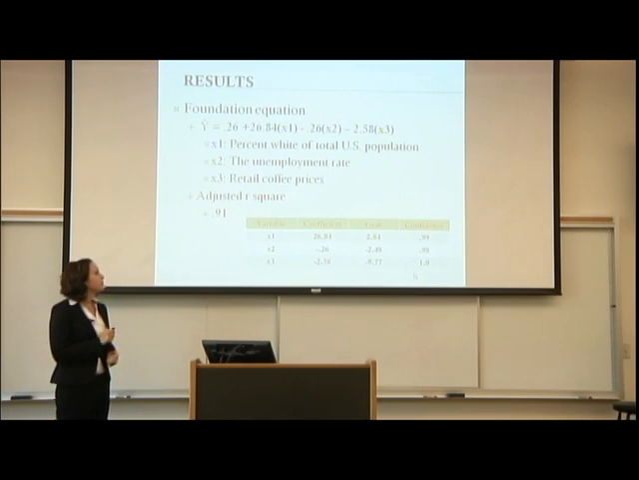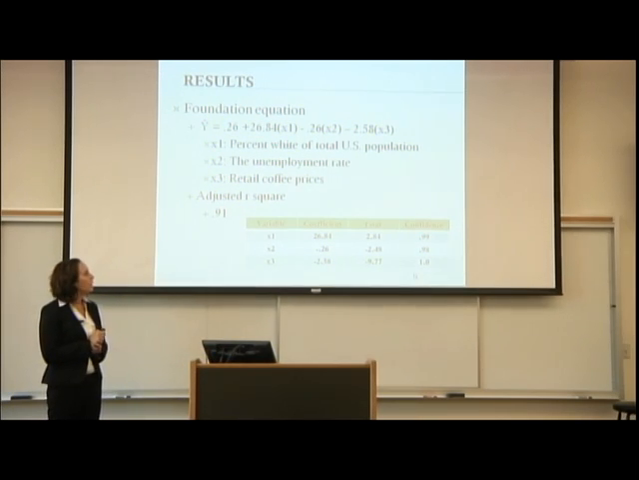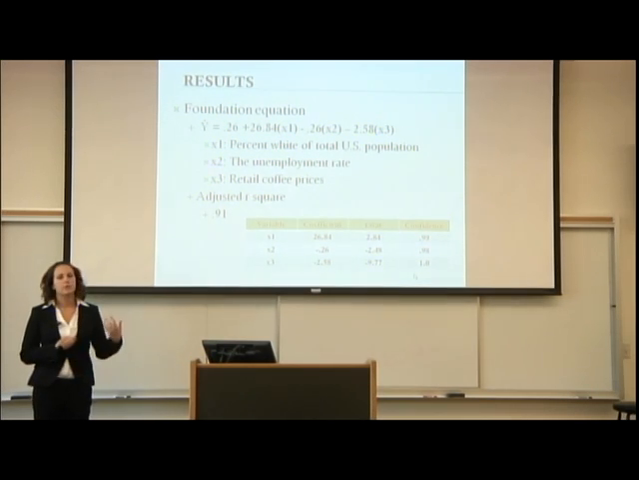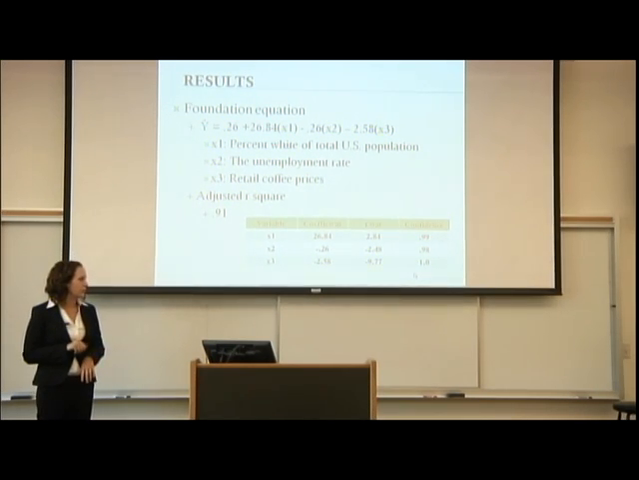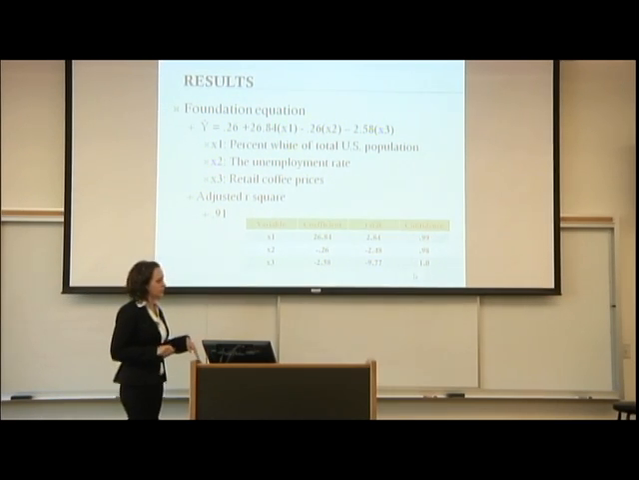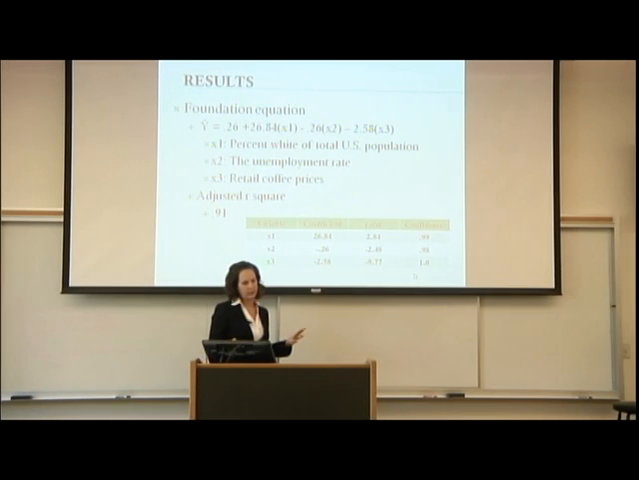X1 is the percent white of total US population. So if that increased, then coffee consumption would increase, giving the positive sign here. And then these signs are also unemployment rate increases, coffee consumption would decrease, therefore there's the negative 2.6. The t-stats are very strong, above 1.67, and the confidence is strong as well for this foundation equation.